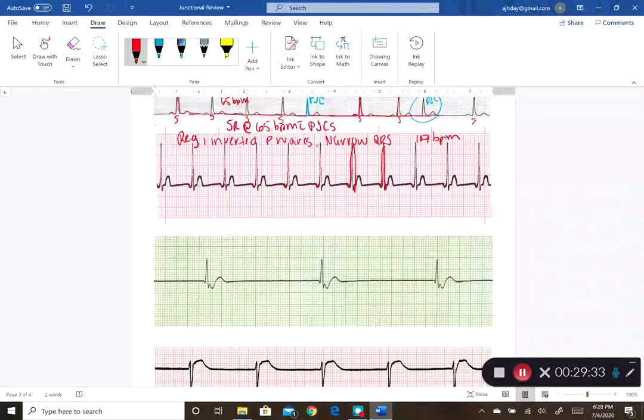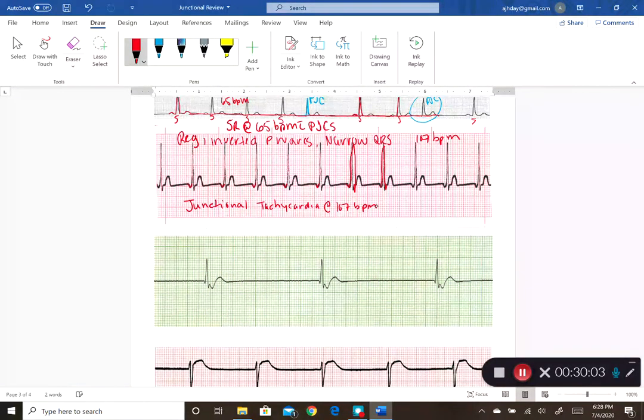So I need to decide, is this junctional bradycardia? Well, definitely not. It's over 100 beats per minute. Is it junctional escape? No, because junctional escape would be between 40 and 60, or the normal intrinsic rate of the AV node. Is it accelerated junctional? Well, no, it's over 100 beats per minute. So it leaves us with junctional tachycardia at 107 beats per minute.